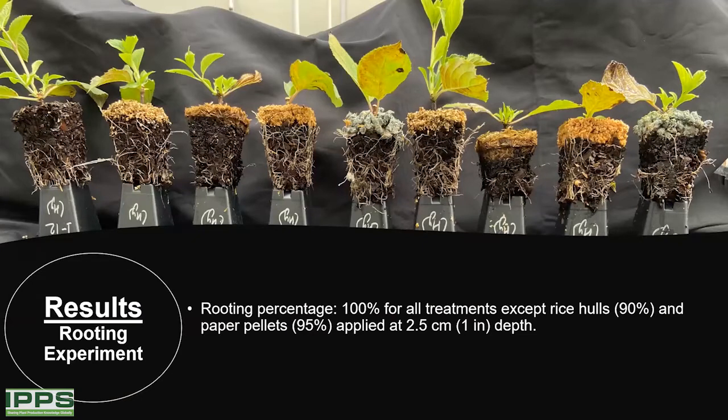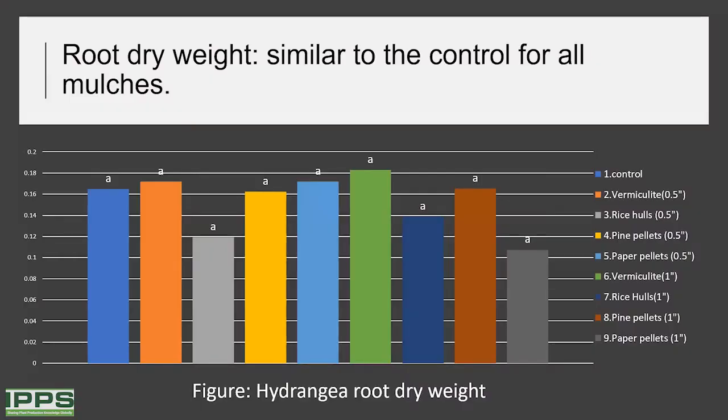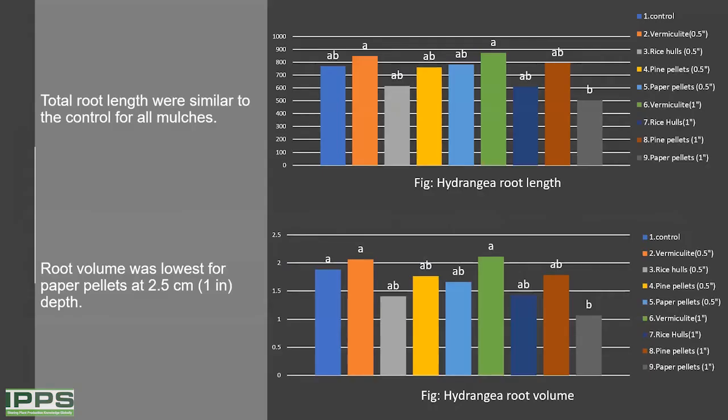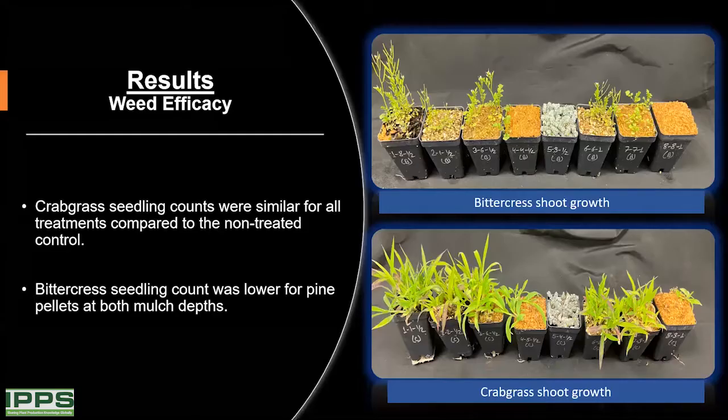From all of this, we got satisfactory results. For the rooting experiment, rooting percentage was 100% for all treatments except rice hulls, which was 90%, and paper pellets, which was 95%, applied at 1 inch depth. Root dry weight was similar to control for all the mulches, and even total root length was similar to the control for all the mulches. However, root volume was lower for paper pellets at 1 inch depth.